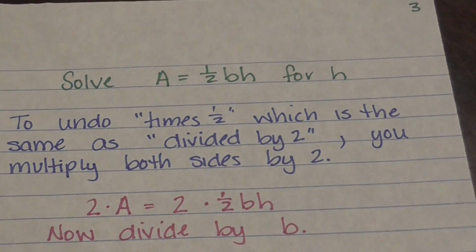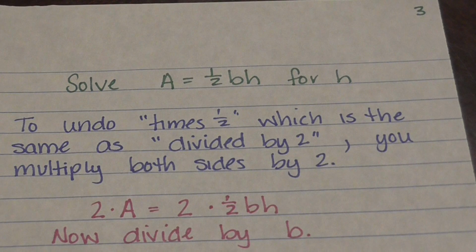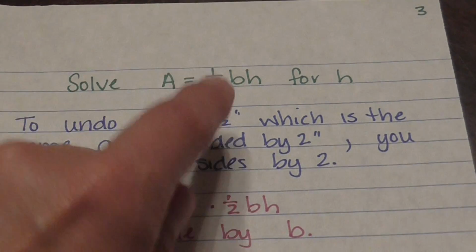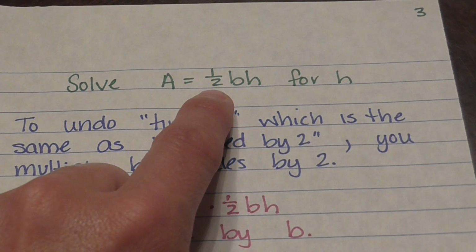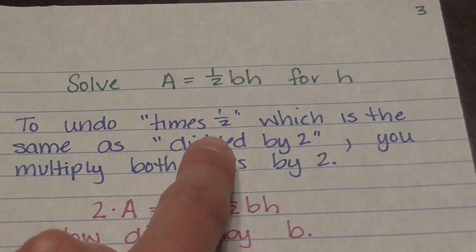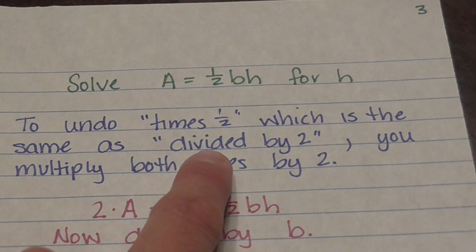Solve for area equals 1/2 base times height for height. Now that is an area formula for a triangle, so I know that your A represents area, your B represents base, and your H represents height. So to undo that times 1/2, that bothers people sometimes, it's a fraction. Alright, so times 1/2 is the same as divided by 2. It's the exact same thing. It's just written a little differently.